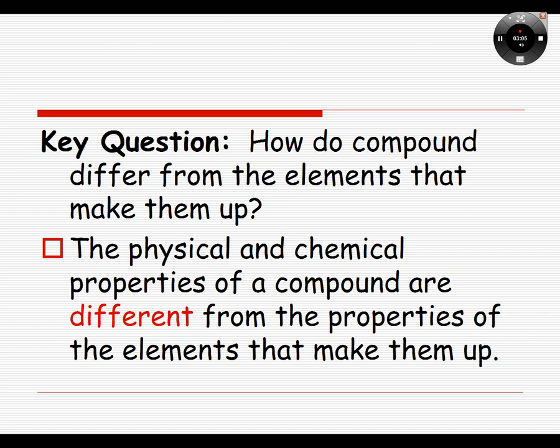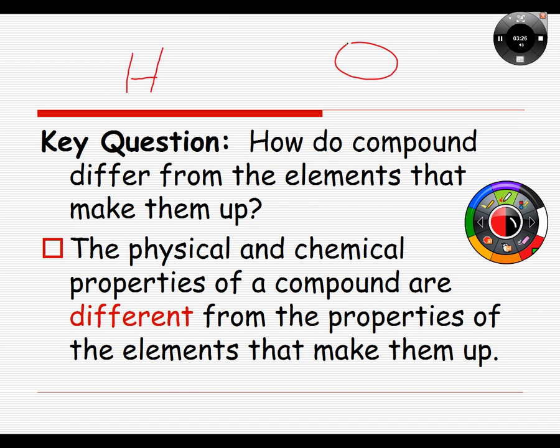How do compounds differ from the elements that make them up? The physical and chemical properties of a compound are different than the properties of the elements that make them up. For example, water is made of hydrogen and oxygen. At room temperature, hydrogen is a gas and highly explosive. At room temperature, oxygen is a gas, and that also can lead to explosions. But when we get them together and make this amazing thing called water, it has different properties. In fact, we use water to put out fires and stop explosions.